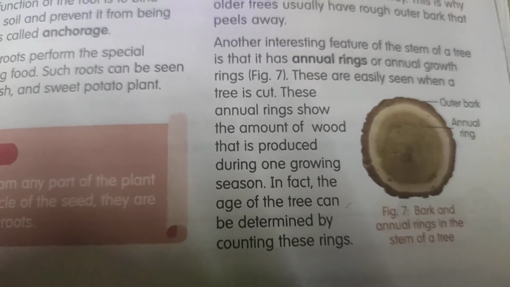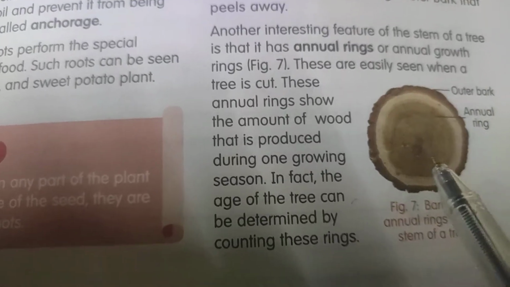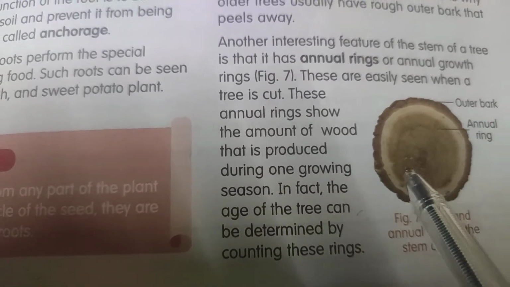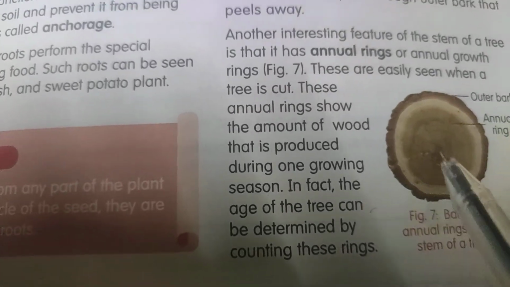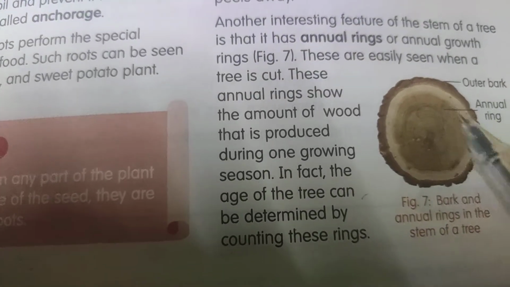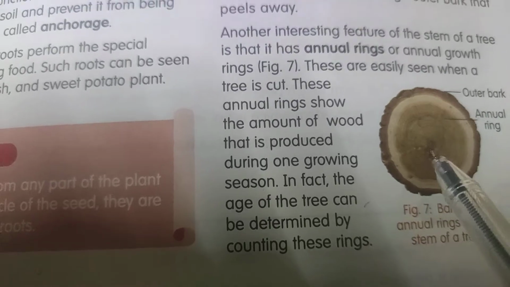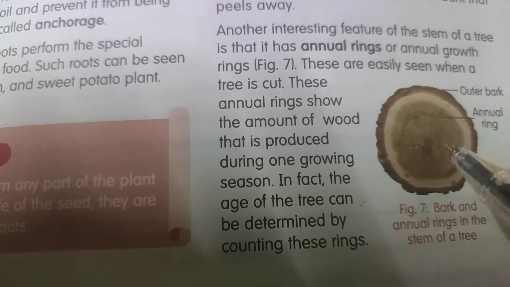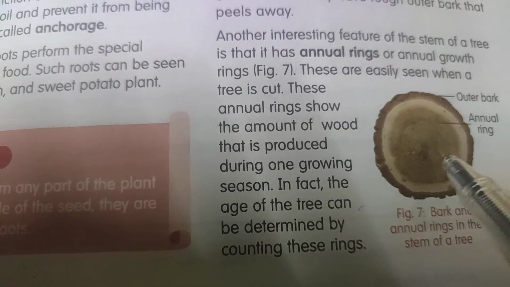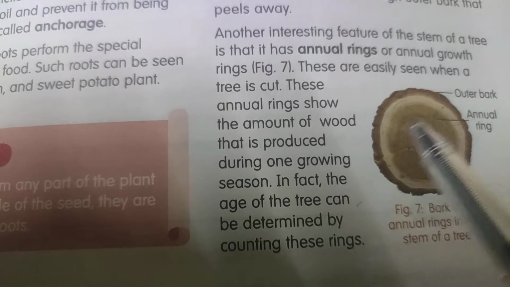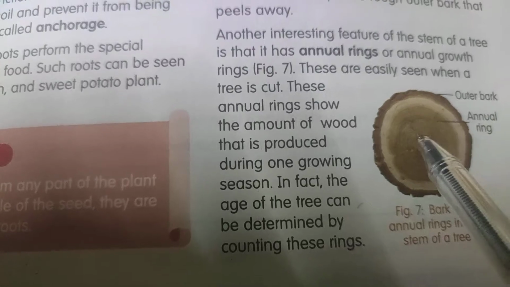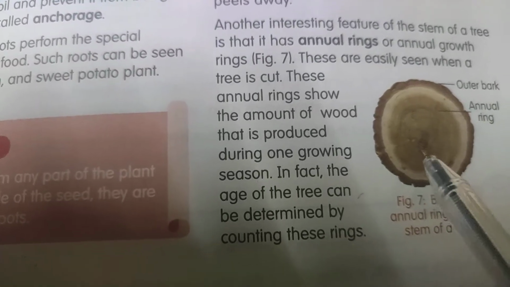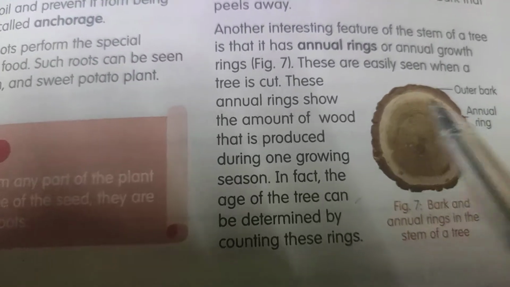Suppose every year a new layer is formed, and if 5 layers are there, then you can say it's a 5 years old tree. Some trees form a new ring every 3 months, so there are 4 rings in a year. Then if you have 8 rings, you can say it's 2 years old. So depending upon the rings, scientists will calculate.